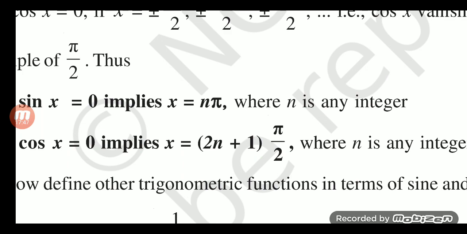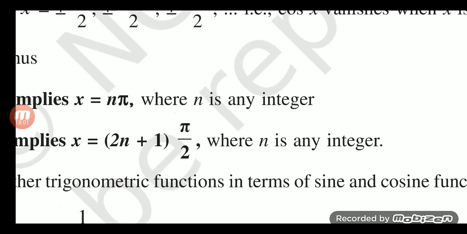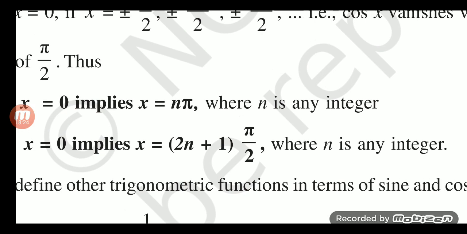So cos x equals 0 where x equals (2n plus 1) times pi by 2, and where n is any integer, right? So this is how we represent it. n could be 0, n could be minus 1, minus 2, minus 3, n could be plus 1, plus 2, plus 3. Regardless, it could be any integer in the world. Similarly, for the first case also, it could be any integer in the world.